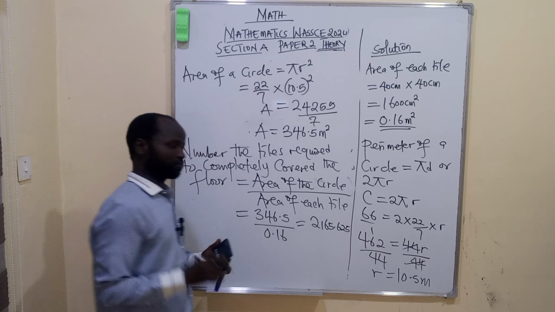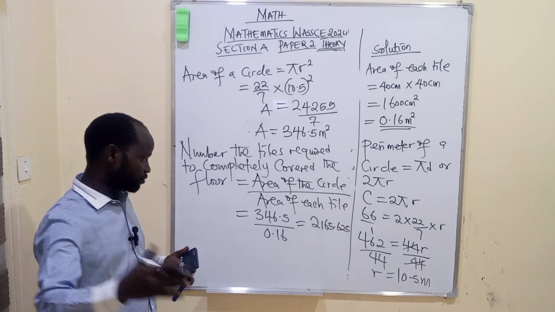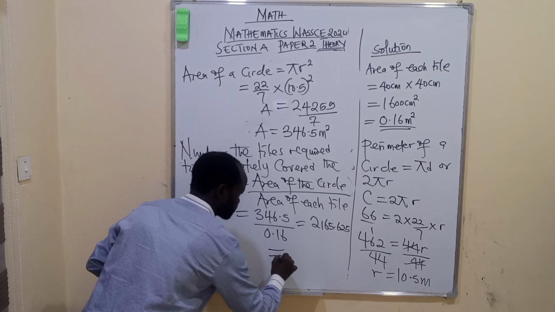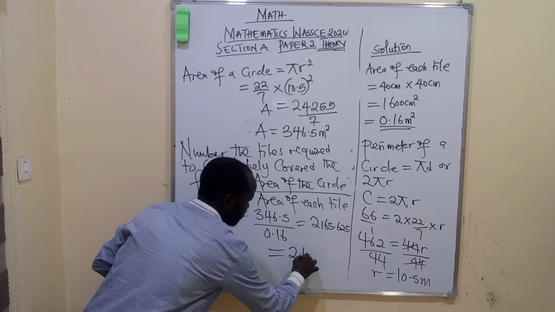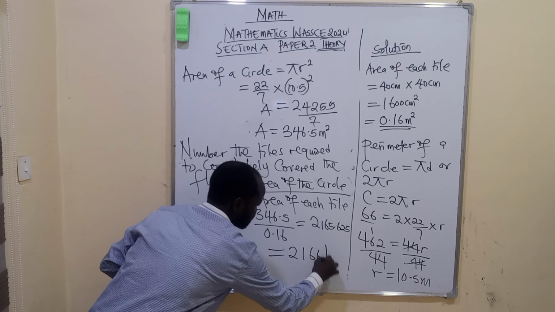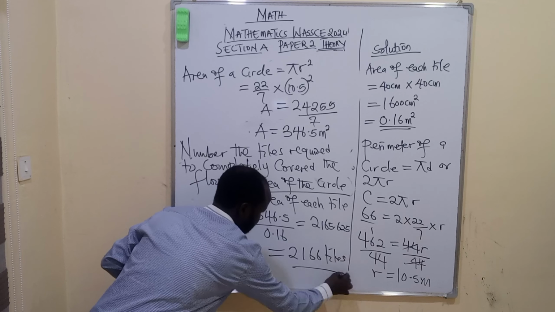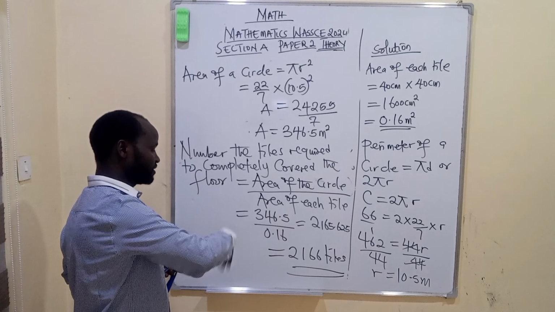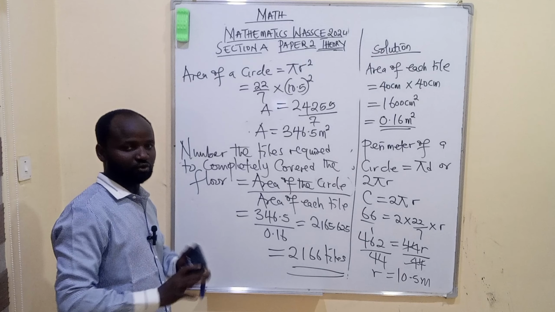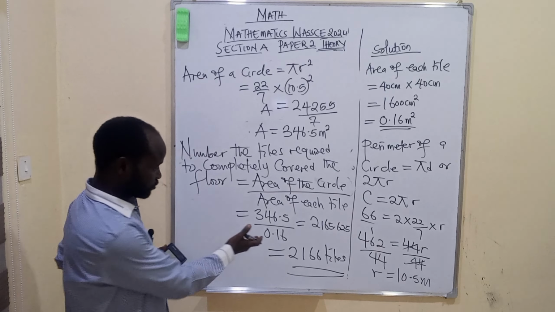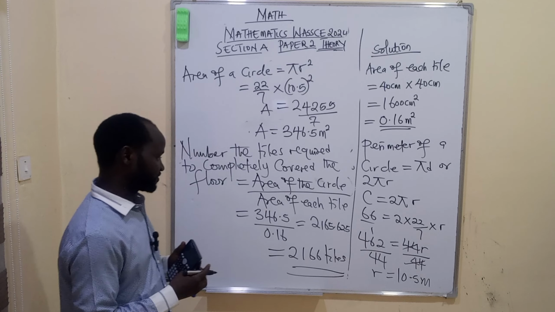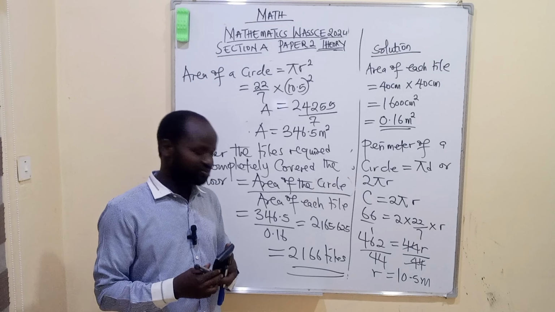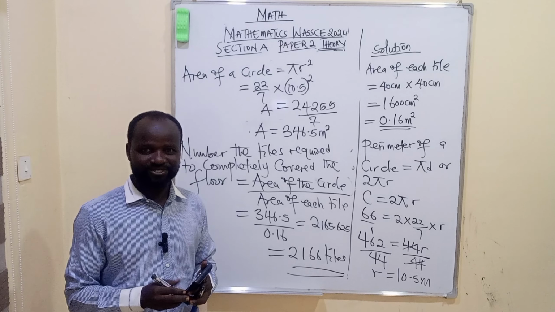That will be 2165.625. And the question said to the nearest whole number. So the final answer to the nearest whole number will be 2166 tiles. So this will be the number of tiles required to cover that circular floor completely. So we need about 2166 tiles. So this is the solution to this question.